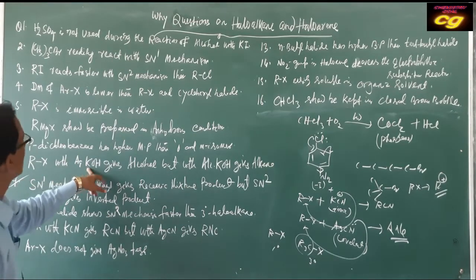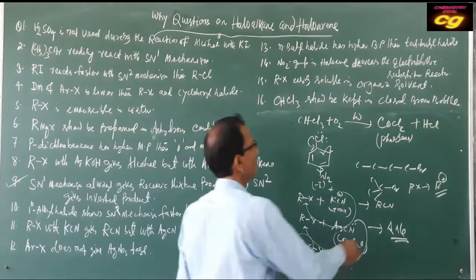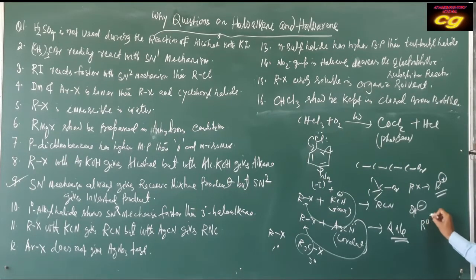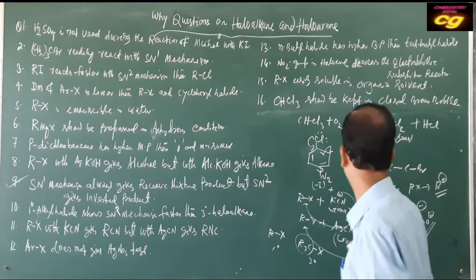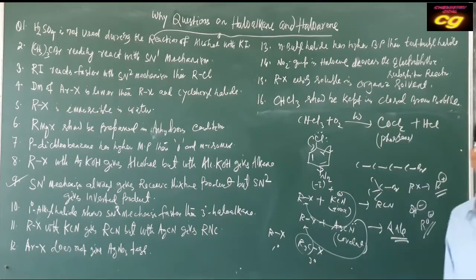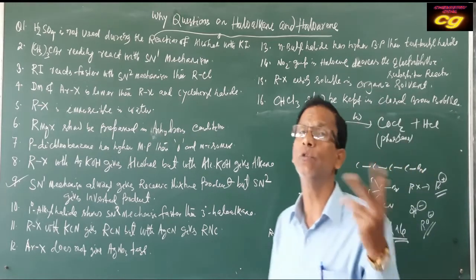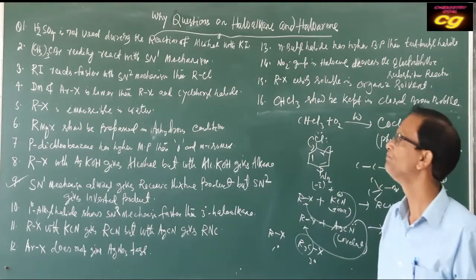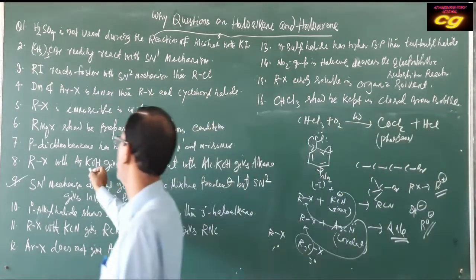Then RX with aqueous KOH gives alcohol, and with alcoholic KOH gives alkene. In aqueous KOH, the OH minus acts as a nucleophile, but in alcoholic KOH an alkoxide ion is produced, and that alkoxide ion acts as a base. Or you can say in alcoholic medium OH minus acts as a base, but in aqueous medium OH minus acts as a nucleophile. Also, in alcoholic KOH the RX cannot easily polarize or dissociate, that's why it produces alkene.